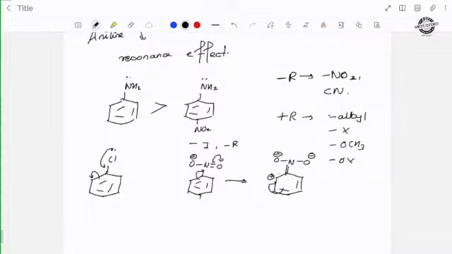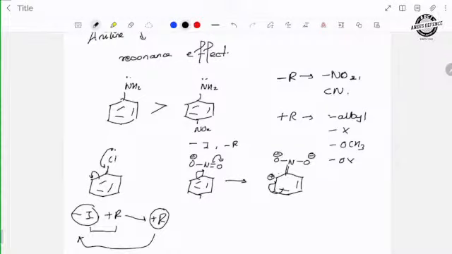Whenever there is inductive as well as resonance effect in a particular compound, always remember the resonance effect predominates. It dominates everything. Okay. If it is minus I and plus R effect, for example, if I'm taking chlorobenzene, the resultant effect is minus I and plus R. Minus I, why? Because chlorine is electronegative in nature. Why it is plus R? It is donating its electron to the benzene ring. So always remember that plus R effect is predominating the minus I effect.